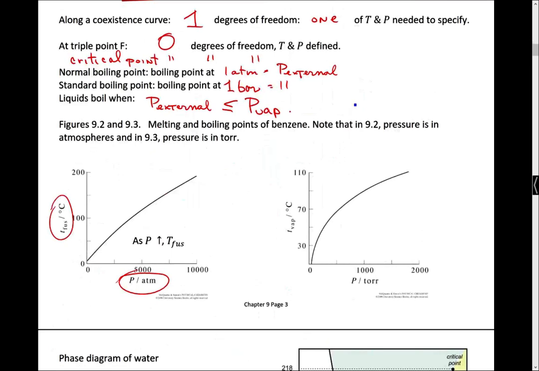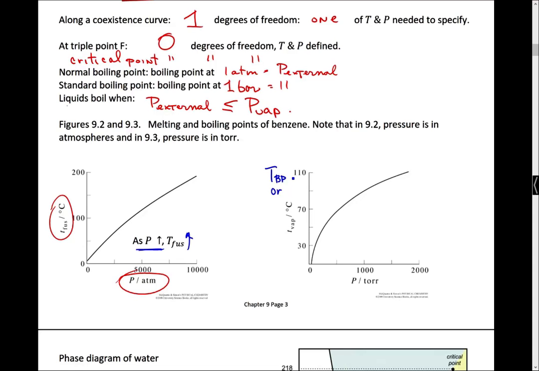All right, and then where we ended last time was we looked at two different mini phase diagrams. So I have temperature as a function of pressure in both cases. On the left side here, what we see is as the pressure goes up, our melting point is also going up, right? And then similarly over here, this is the vaporization temperature or the boiling point. And we see the same relationship. As the pressure goes up, the boiling point goes up.